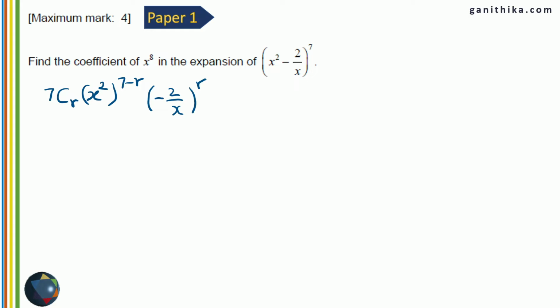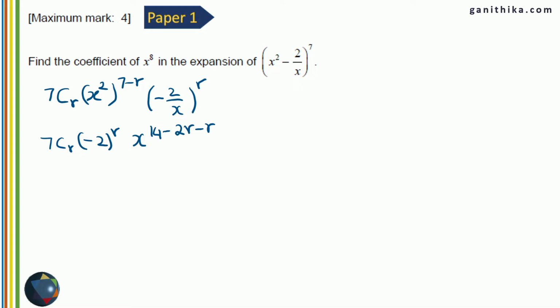Therefore, b here is 2 over x, but it will be taken as negative 2 over x to the power of r. And this negative will be taken with the coefficient. Therefore, we will connect 7CR and negative 2 to the power of r together for the coefficient. And then we will collect all the x terms. So the power of x is 14 minus 2r from this first part, and x to the power of minus r from the second part. Because x is in the denominator, that will be x to the power of minus r.